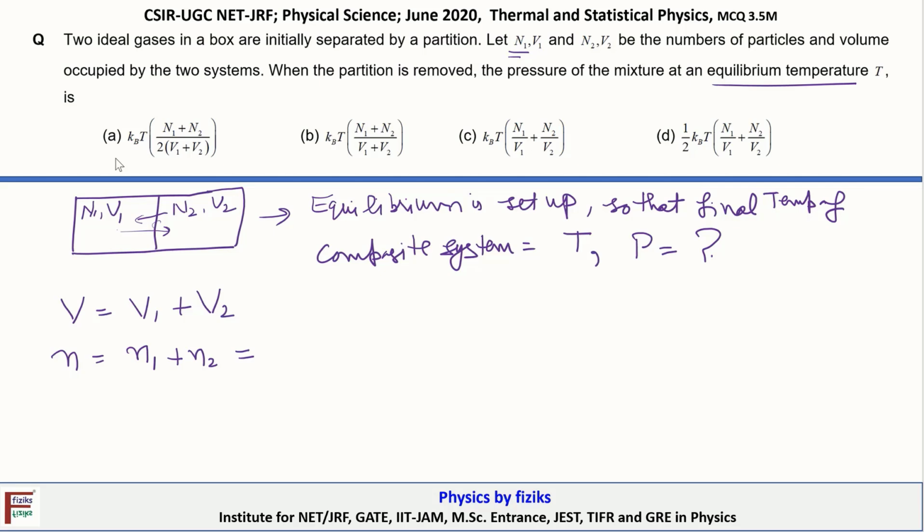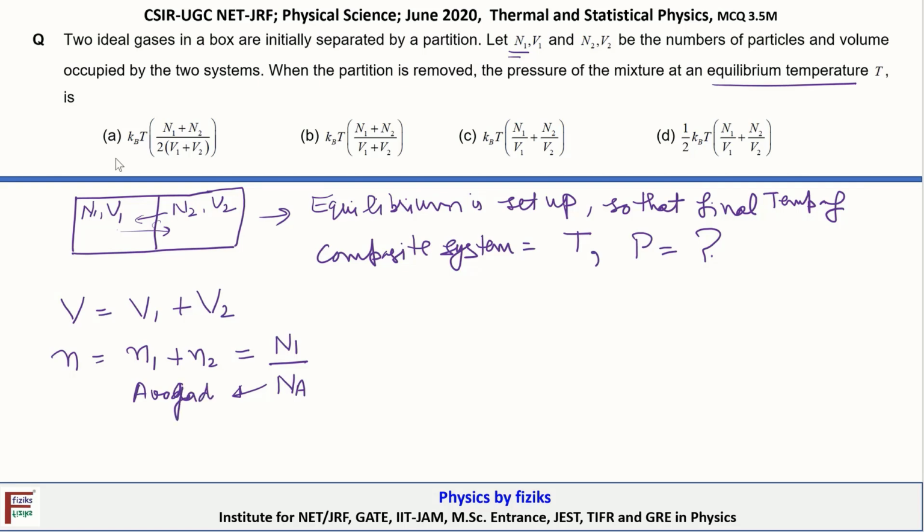The number of moles in system 1 is equal to the number of gas molecules in system 1 divided by the Avogadro number, which I am denoting here with Na, where Na denotes the Avogadro number.